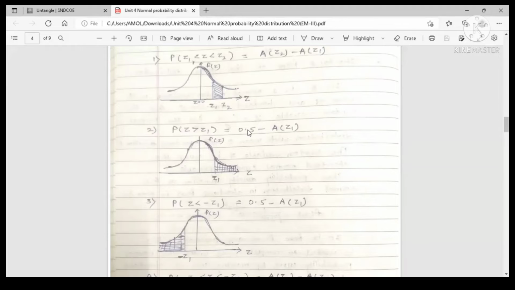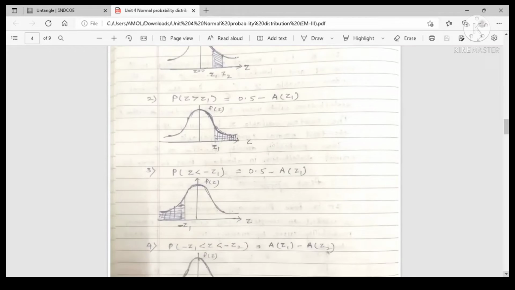So the formula is 0.5 minus area of Z1. If we subtract this area of the RHS side, we have the value of the area of this shaded portion, and this is nothing but the probability when Z is greater than Z1. So this is the formula.